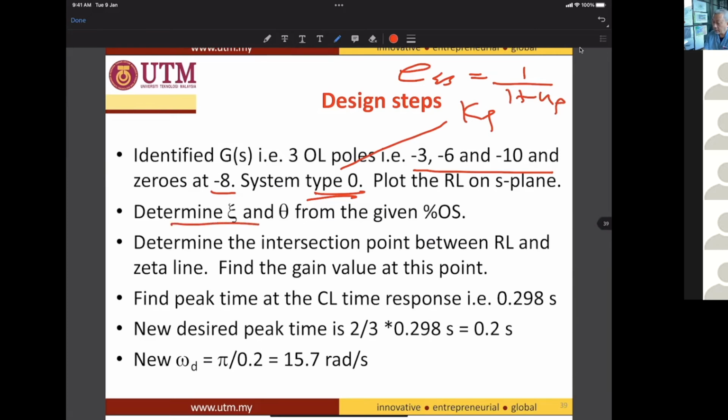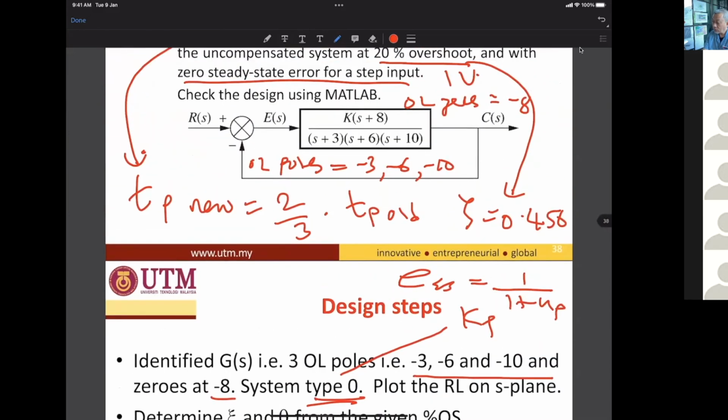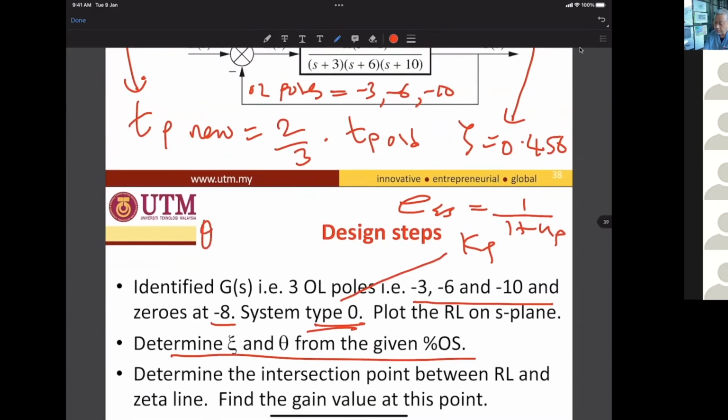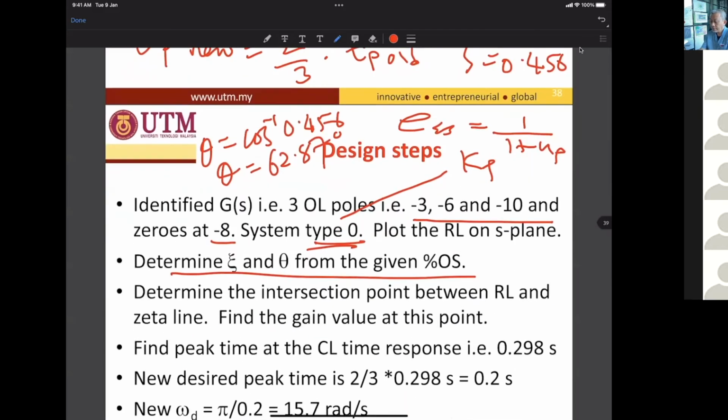Then calculate the zeta and theta from the given OS. Okay, so 0.456, theta-nya adalah berapa? Benny, inverse cos 0.456. 62.87. Tak dengar. 62.87. 62. Ya. Point 87. Okay.